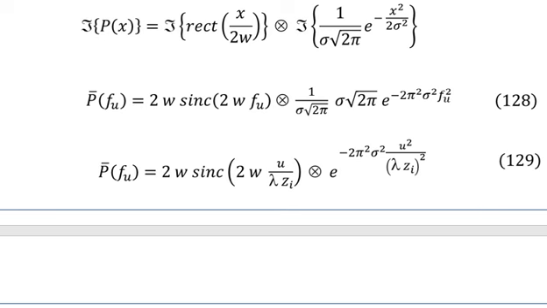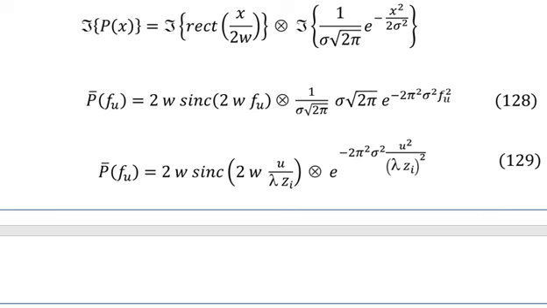So we have obtained the final expression for p bar of fu, which is equal to 2w sinc of 2w u over lambda zi convolved with e to the power minus 2 pi square sigma square u square over lambda zi whole square. Actually, what is this? What is the p bar of fu in equation number 129? Actually, it is the amplitude point spread function.